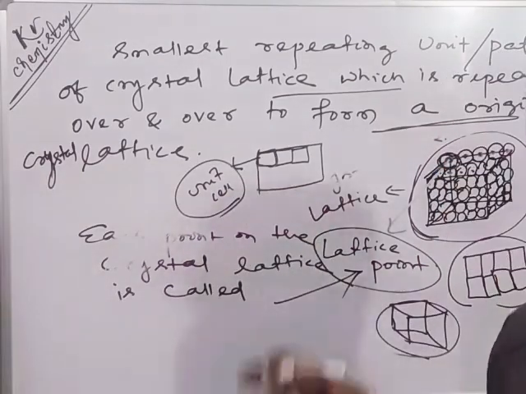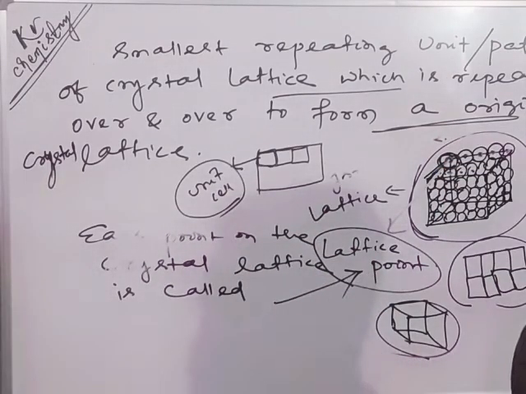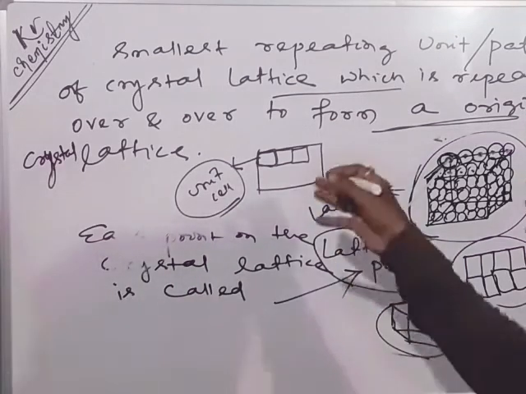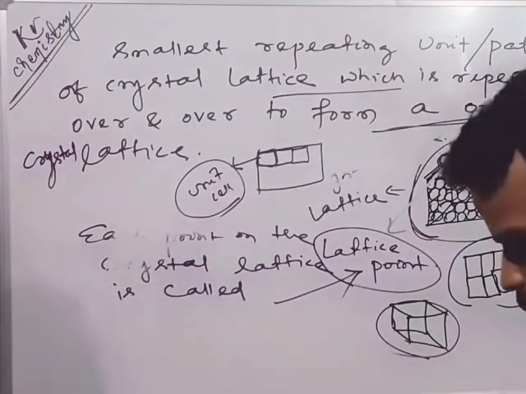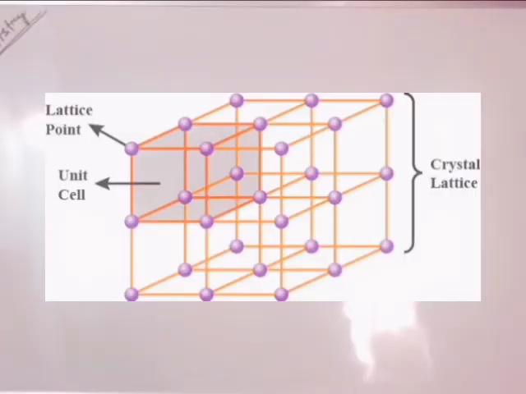I will also explain it with some diagrams in this video. Please see this diagram. Students, see this structure, and this total structure is the crystal lattice, as explained in the right hand side diagram. Each point in the crystal lattice is the lattice point, and the small cube is known as your unit cell.